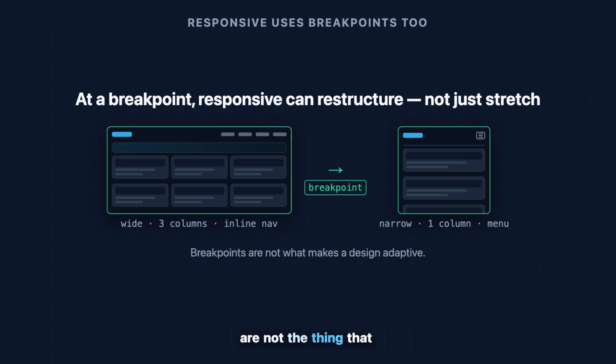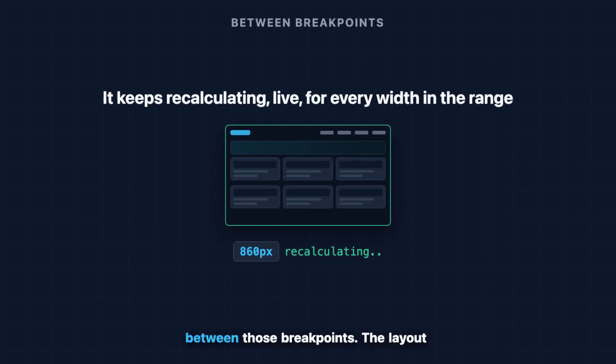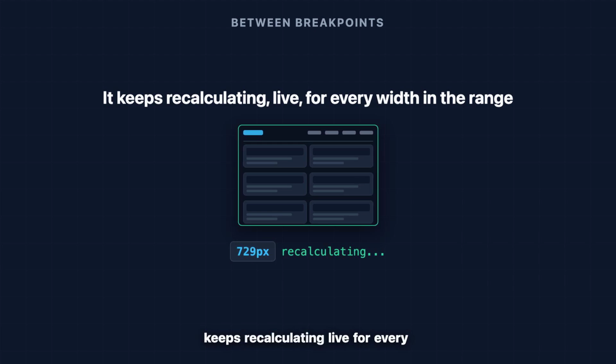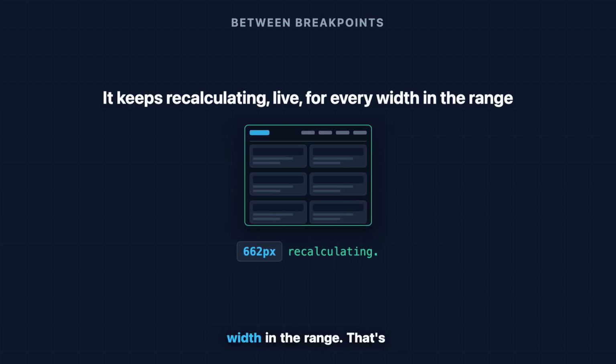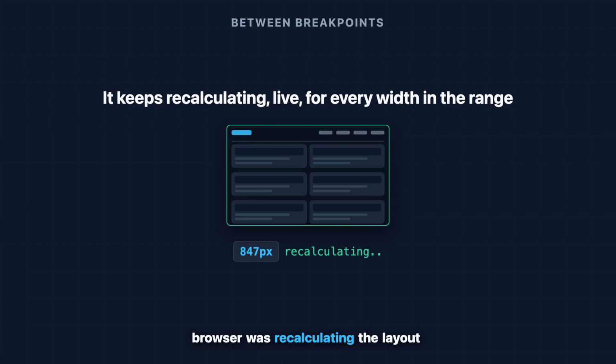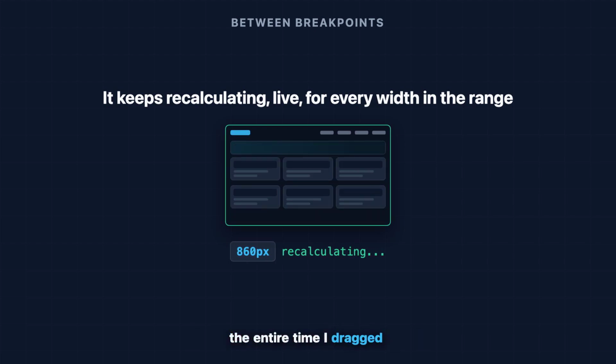Breakpoints are not the thing that makes a design adaptive. Responsive often uses them too. The key is what happens between those breakpoints. The layout keeps recalculating, live, for every width in the range. That's why our first site flowed the instant I touched the window. Nobody reloaded anything. The browser was recalculating the layout the entire time I dragged.